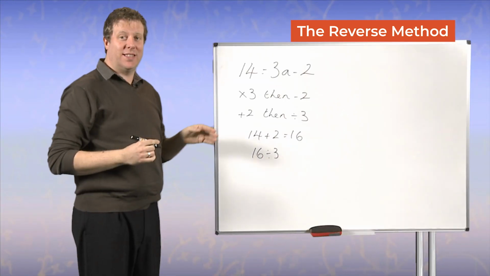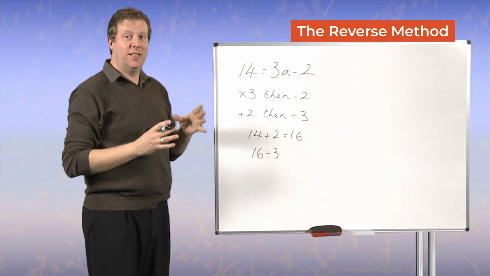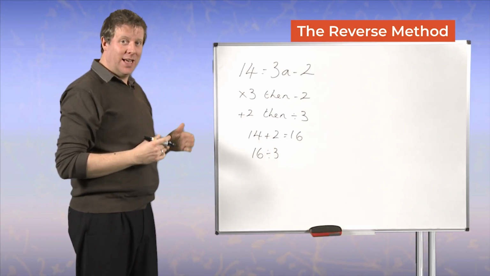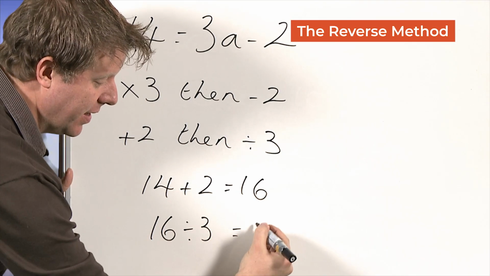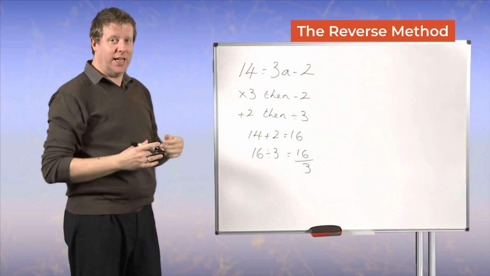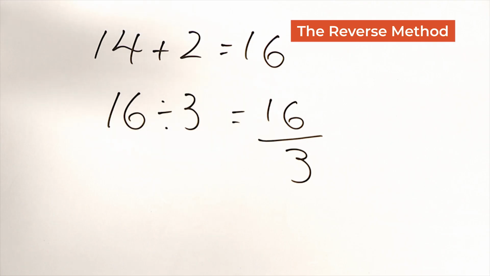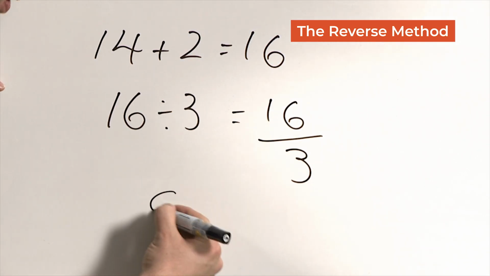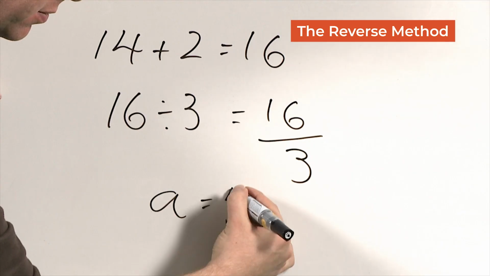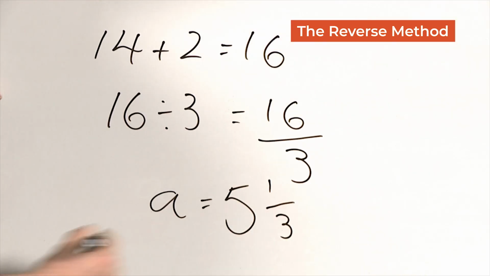And then, as the reverse method tells me, I'm going to divide by 3. Now, you'll be able to see that 16 divided by 3 doesn't give you a whole number answer. So in this case, it's simplest to leave it as a fraction. So we would leave it as 16 over 3. So our value for a, we will write as a mixed number, and 16 over 3 becomes 5 1/3.